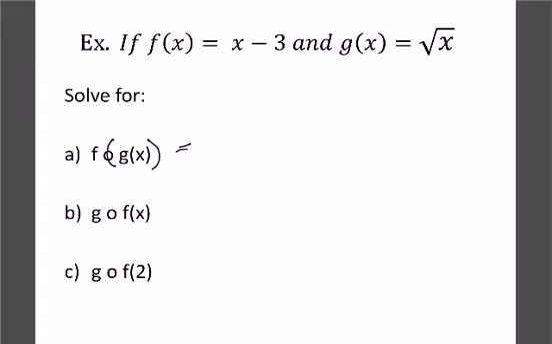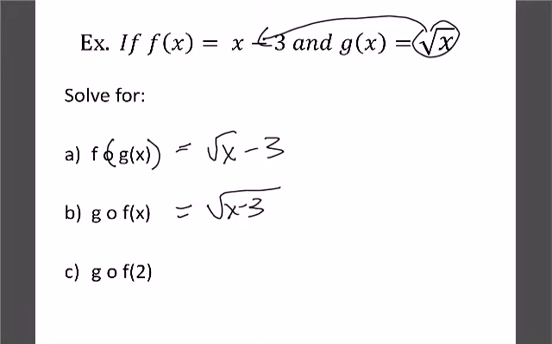So that would be, take the root, plug it in for the x, you'd have root x minus 3, and that's it. If we do g of f, we take the x minus 3 and plug it into the other one, so that would be root x minus 3. And if we have a number, we can plug in the number into whichever equation we want. And this isn't going to work. Let's change the number to 12.